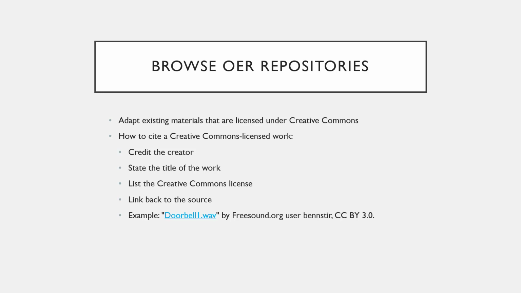If I wanted to use this sound file, it's a doorbell sound file. I know it's a silly example. I list the title of the work. I say who created it. I don't know the person's actual name. That's okay. I'm going to put their username and the website I got it from. And I'm going to list the Creative Commons license. And then the title here is actually linked back to where I found it on the web.